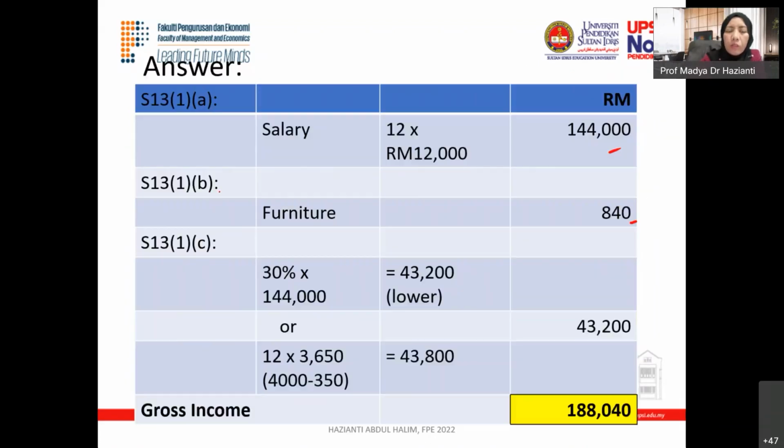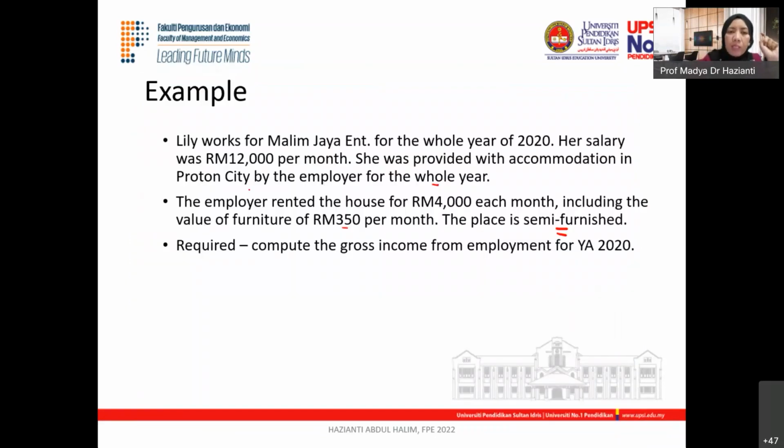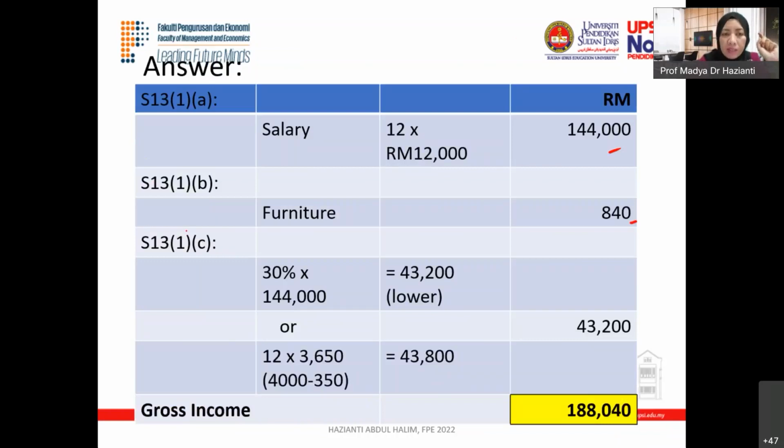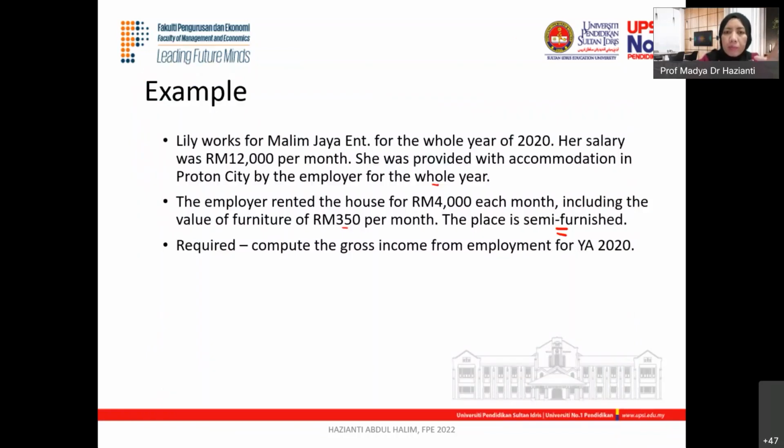Right. So, section 13(1)(b), dia ada furniture je, dia tak ada gardener, tak ada servant, tak ada driver, semua tak ada kan. Tak ada kereta, semua tak ada. So, dia ada furniture je. So, you stop at furniture, satu item je. Then we go to section 13(1)(c), sebab employer dia bagi dia accommodation. 13(1)(c), dia dapat rumah kan.